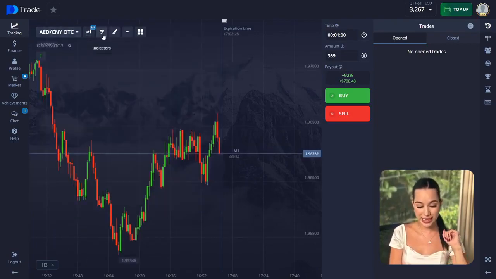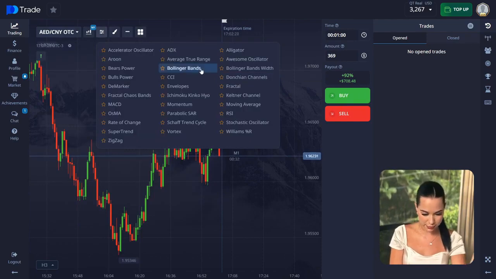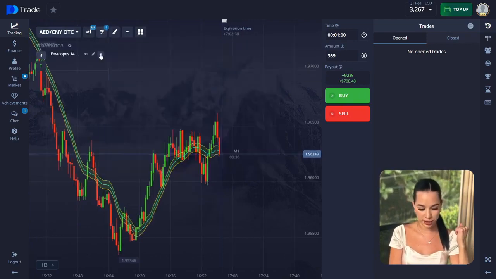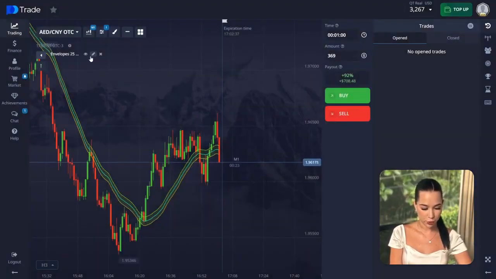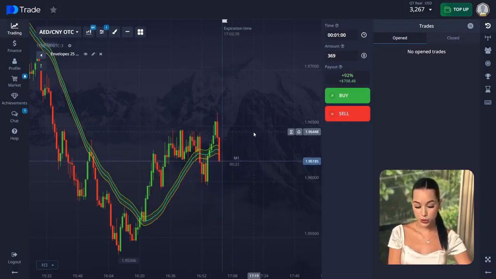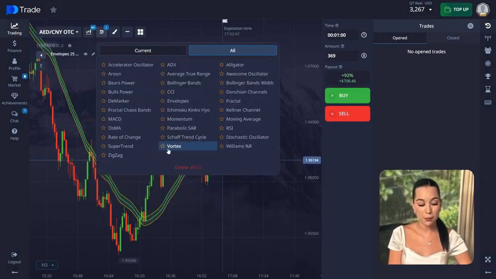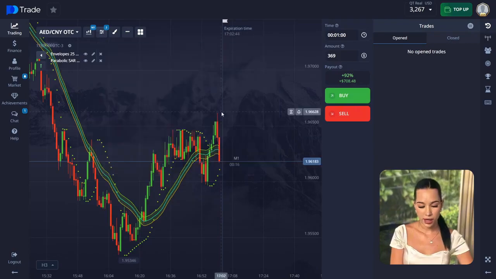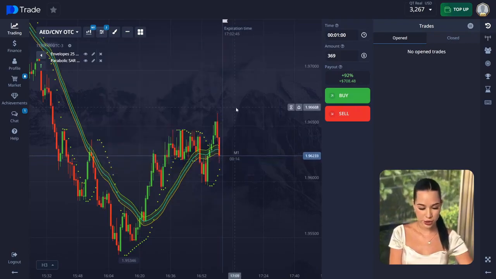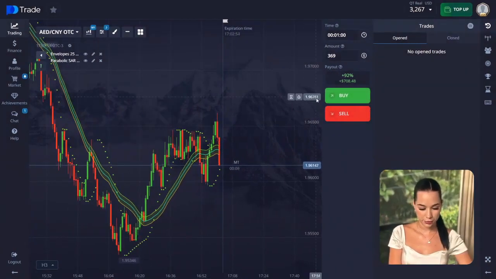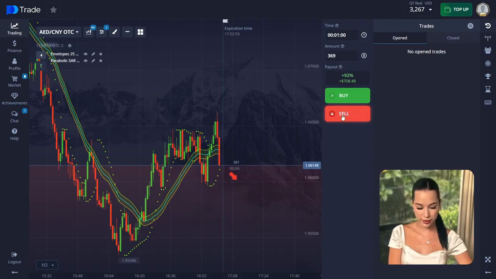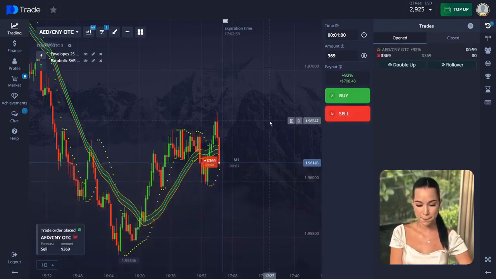So then you can go to the indicators, and as you can see, there are many of them. For the first strategy, we use Envelopes. We change the period to 25, and we click save. That's all we need for Envelopes. And also we're gonna choose the second indicator, and it's gonna be a Parabolic SAR. The expiration time that I chose right now is 1 minute, as you can see. So we wait for a good entry point, and we open a sell trade here for 1 minute.